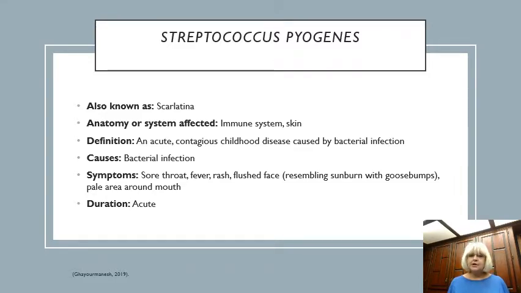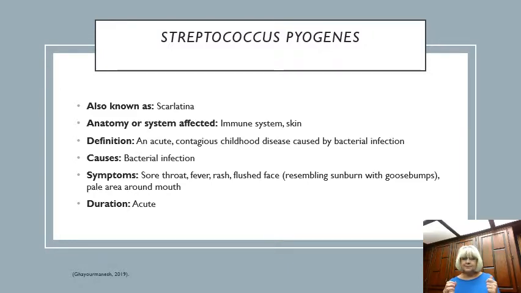So, Streptococcus pyogenes. Besides scarlet fever, it's also known as scarlatina. It affects the immune system and your skin. It's an acute disease caused by bacterial infections. Usually there's sore throat, fever, rash, a flushed face, sometimes with a goosebump looking area.